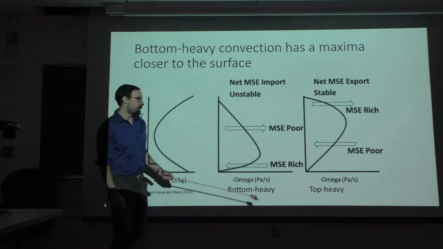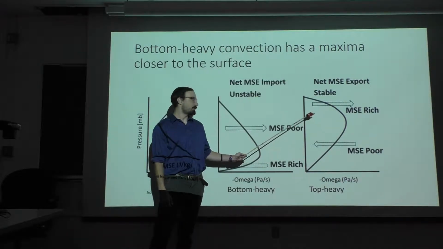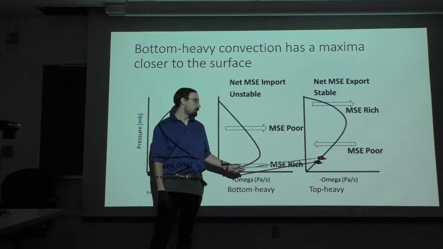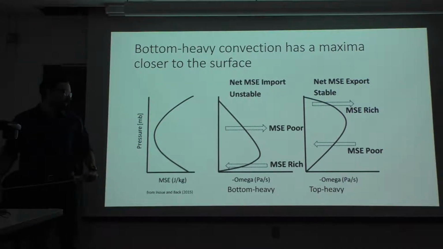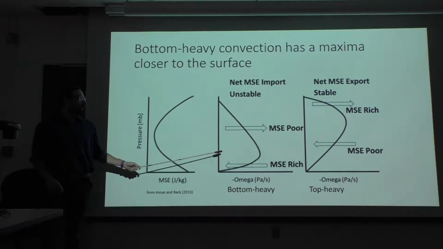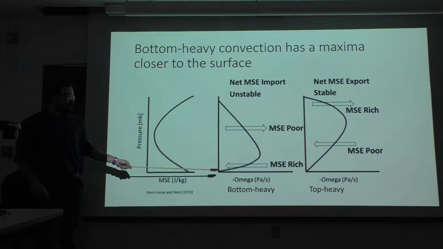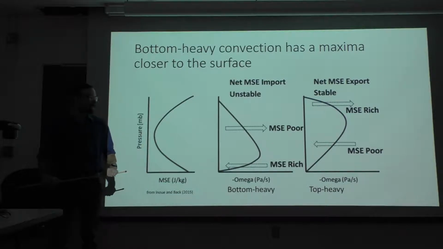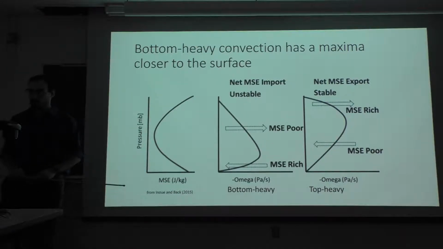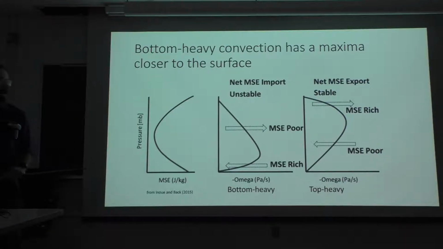While for top-heavy convection, you're going to tend to export energy because you're diverging rich moist static energy air and importing poor moist static energy air. And this leads to a state where bottom-heavy convection tends to destabilize a column and lead to more convection and more precipitation, as it tends to also moisten the column, whereas the opposite is true of top-heavy vertical motion, where it tends to export energy and restabilize the column and remove moisture.